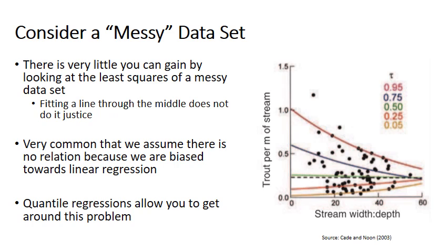They apply regressions at different percentiles. In this instance, they apply 5 different regressions from the 95th to the 5th percentile. Because of that, you actually find that at the 95th percentile, there's a negative correlation between the ratio of width to depth and the amount of trout per meter of the stream. So you're getting this entirely new ecological result that would have been totally obfuscated by just looking at the linear regression. It would have been totally covered up.